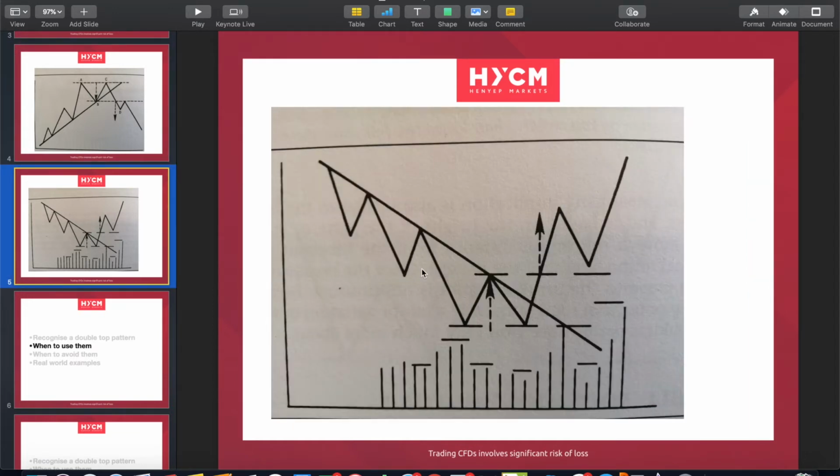It could be a number of reasons. It could be a central bank decision. It could be some fiscal stimulus.